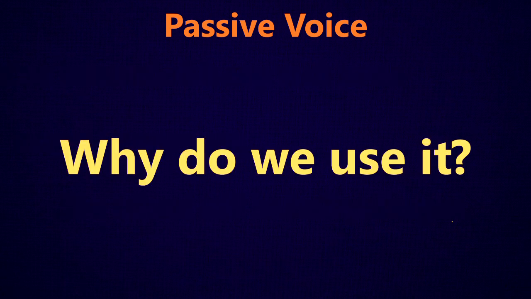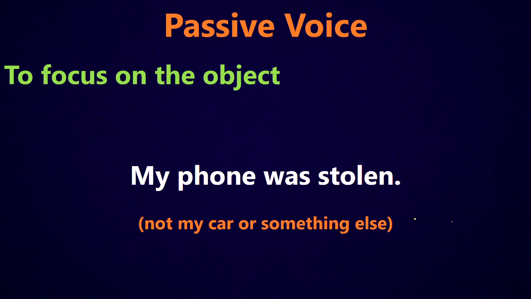Now, why do we use the passive voice? We use it for a few different reasons. First reason, to focus on the object. So, my phone was stolen. Here I'm focusing on what was stolen. Not my car. My car wasn't stolen. My house wasn't stolen. My credit card wasn't stolen. My phone was stolen. So I'm focusing on what was stolen, the object, my phone.